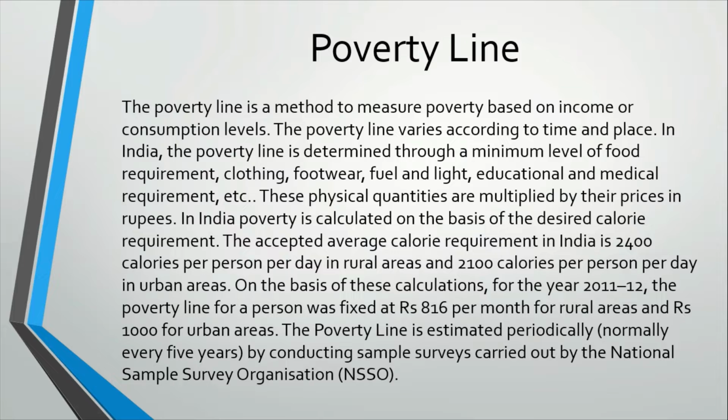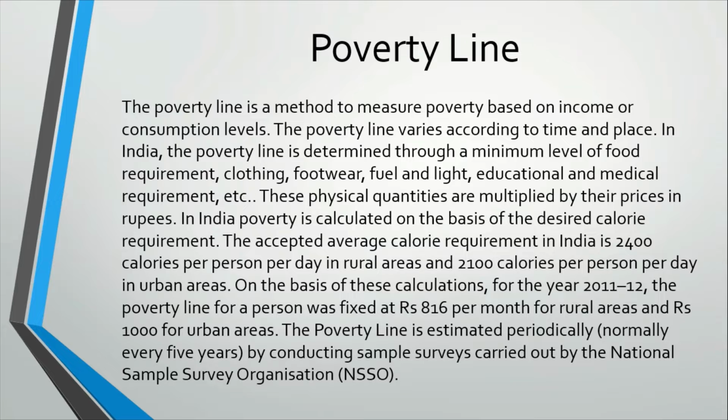In India, poverty is calculated on the basis of the desired calorie requirement. The accepted average calorie requirement in India is 2,400 calories per person per day in rural areas and 2,100 calories per person per day in urban areas.